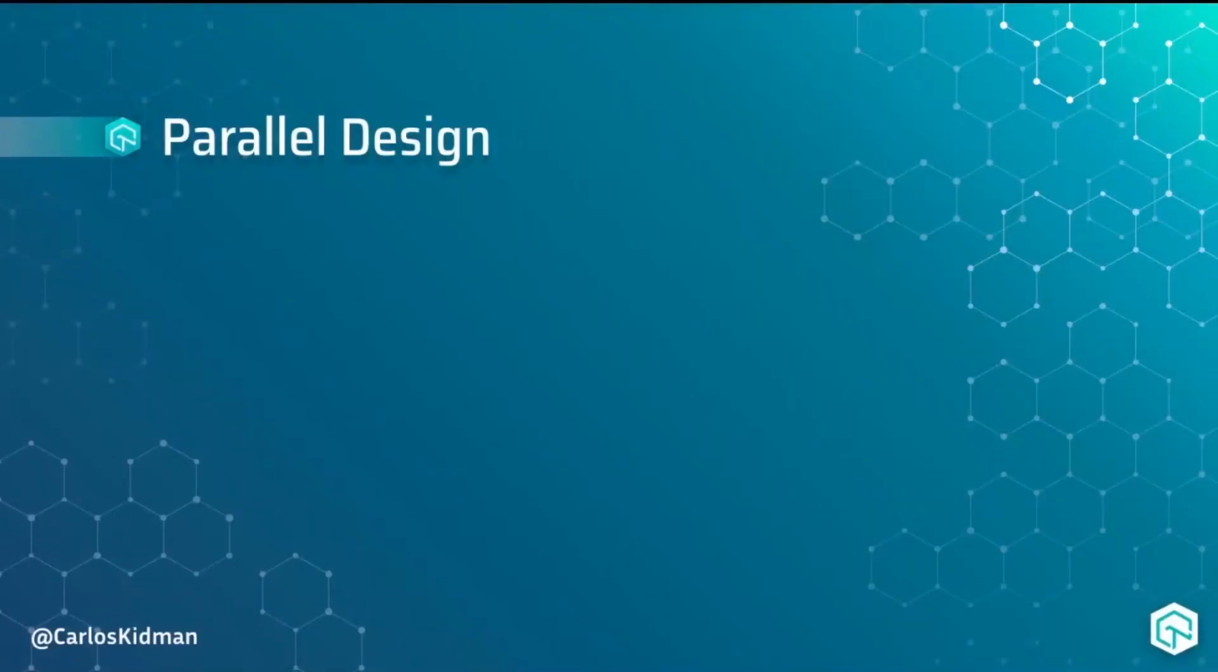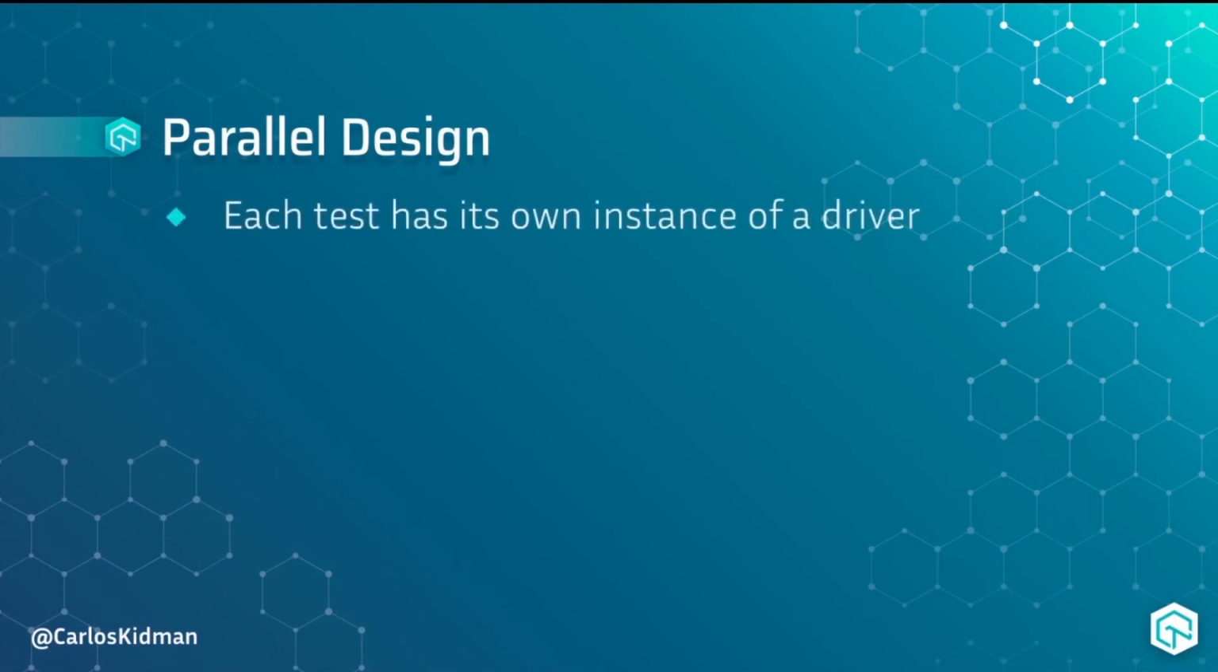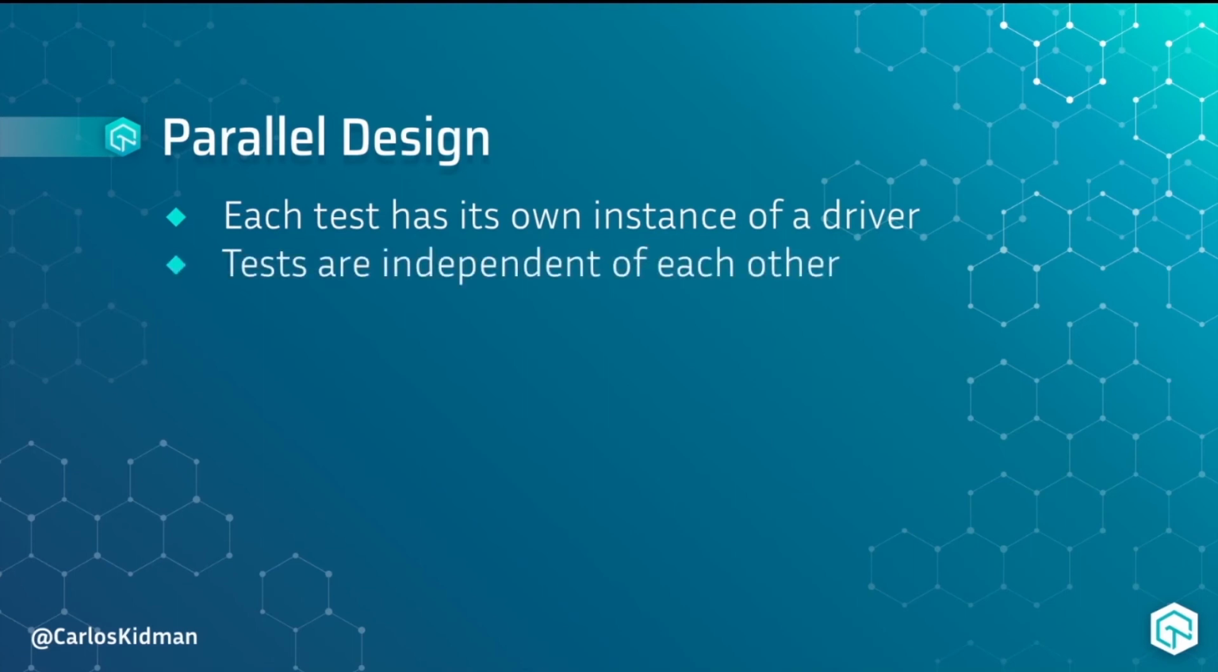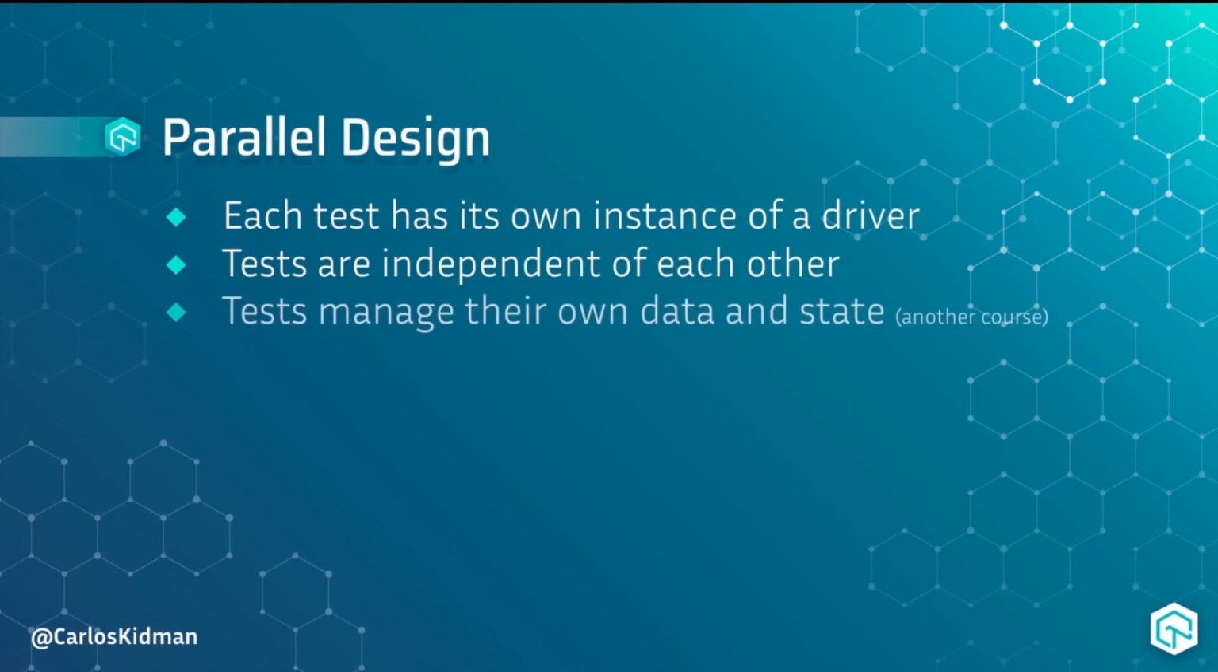Instead, here are some pieces of advice that can help you make sure you have parallel design. Each test has its own instance of a driver. This also extends to most objects, by the way. Tests should be independent of each other. We talked about this already, but it's one of the most important pieces of parallel design. Tests should manage their own data and state. Each test should have its own setup hooks and then cleanup hooks once it's complete.